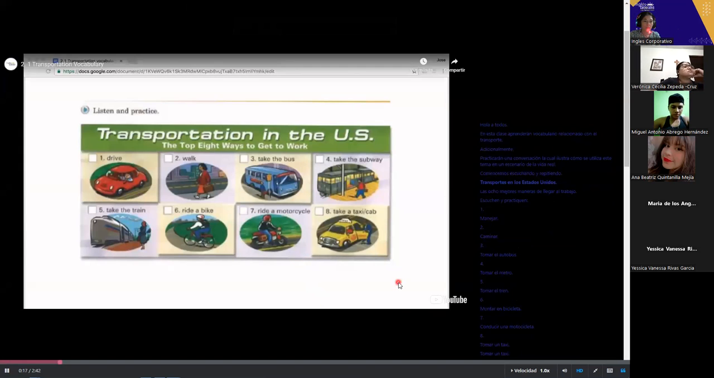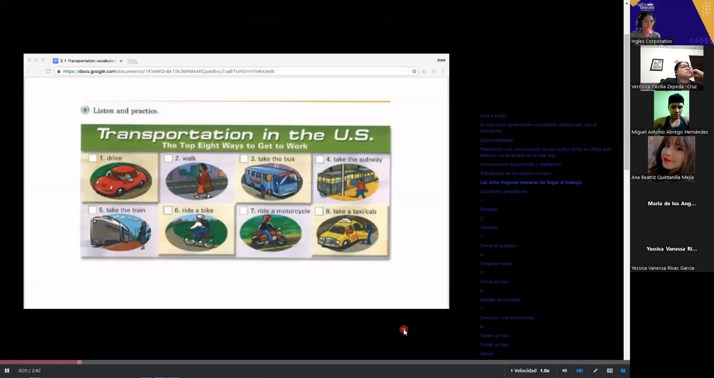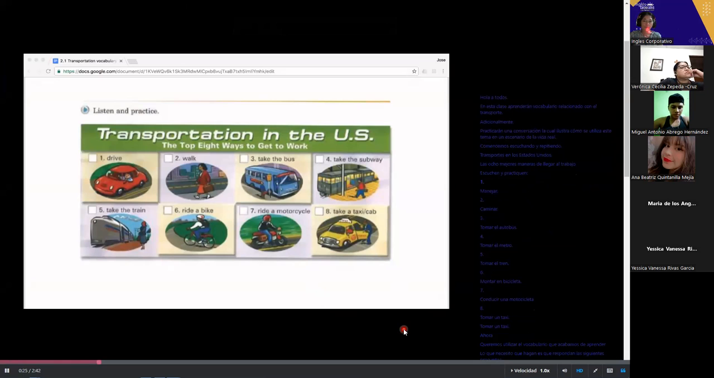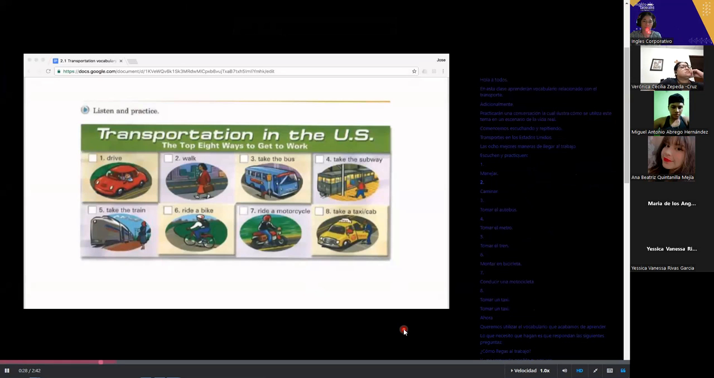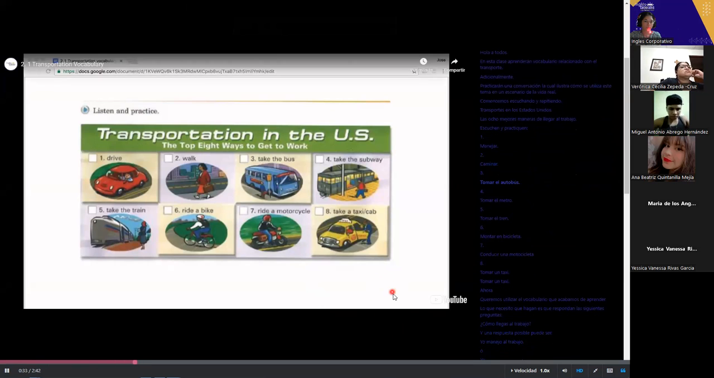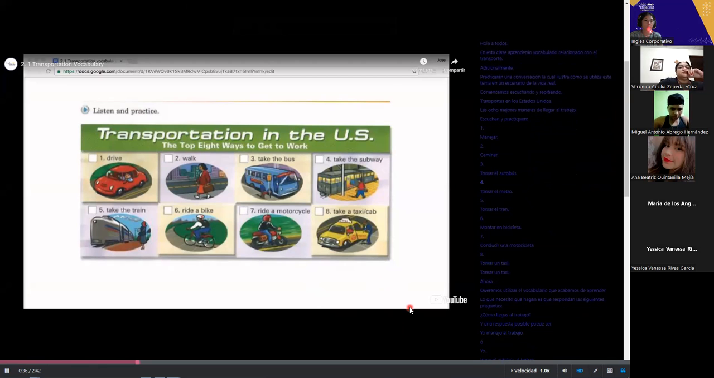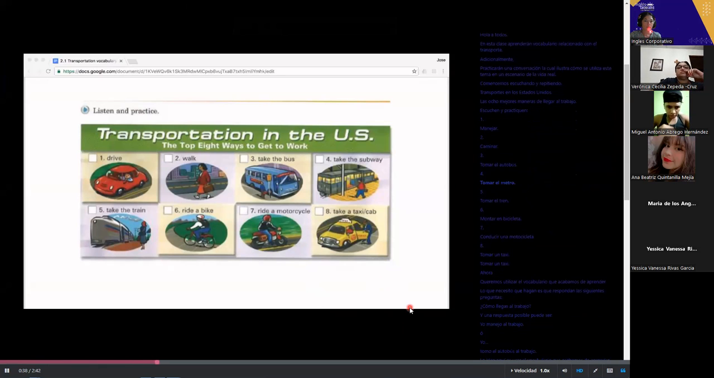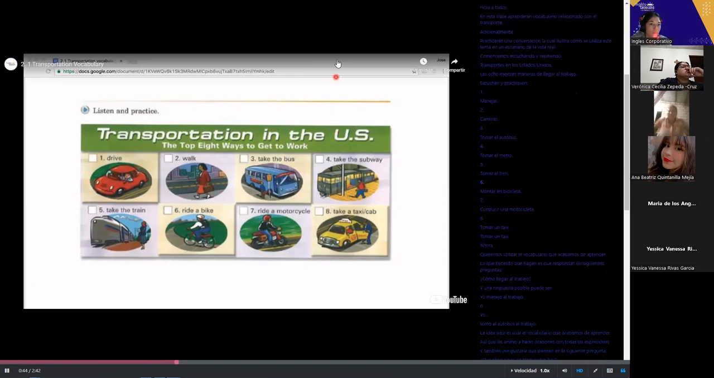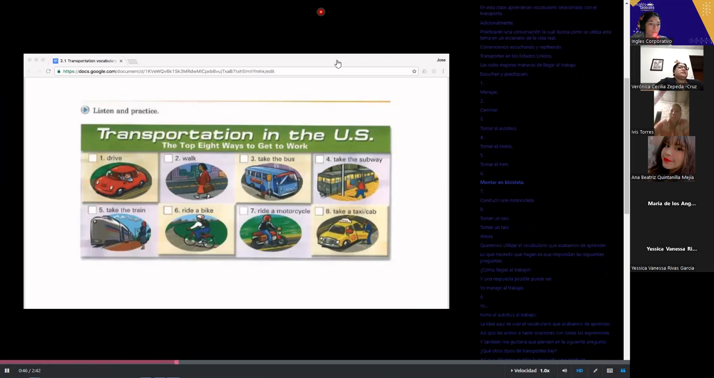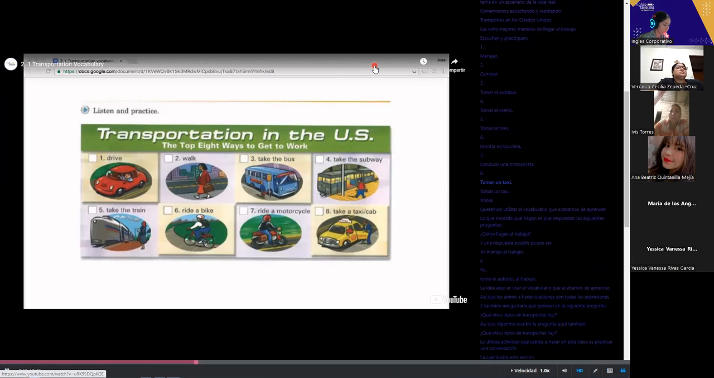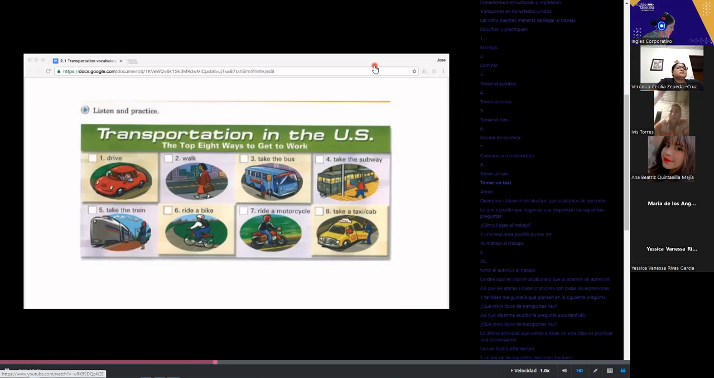Transportation in the U.S. The top 8 ways to get to work. Listen and practice. 1. Drive. 2. Walk. 3. Take the bus. 4. Take the subway. 5. Take the train. 6. Ride a bike. 7. Ride a motorcycle. 8. Take a taxi. Take a cab.